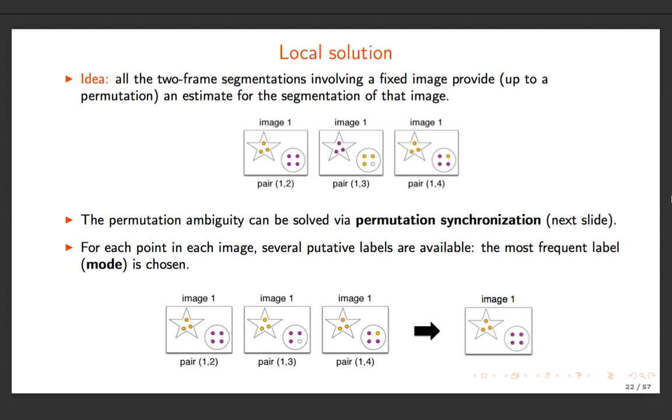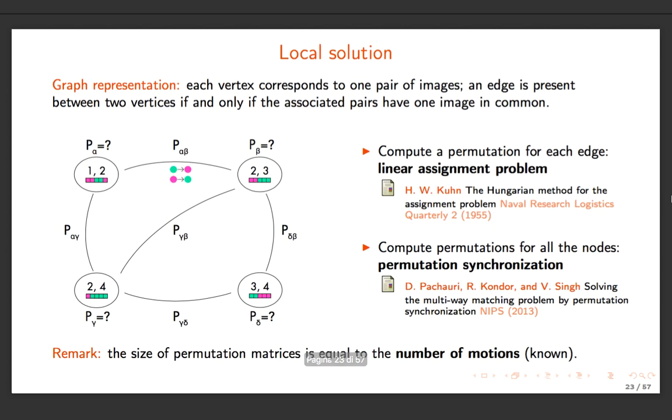Now I will explain how to fix the permutation ambiguity. Let us consider a graph representation of the problem. Each vertex corresponds to one pair of images. An edge is present between two vertices if and only if the associated pairs have one image in common. Vertices are associated with unknown permutations and edges are associated with known permutations, as shown in the figure. Observe that the size of permutation matrices is equal to the number of motions, which is known by assumption.